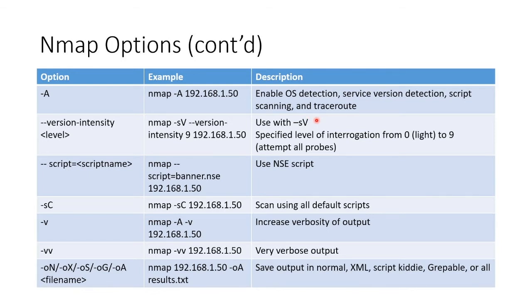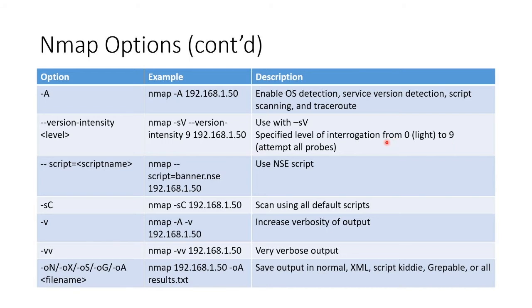You can even specify how hard to interrogate. You could say --version-intensity. So you can see this nmap -sV --version-intensity 9. Now you can go from 0 to 9. 0 is the most lightweight amount of interrogation. 9 is the heaviest amount of interrogation to try to get information from all those ports.